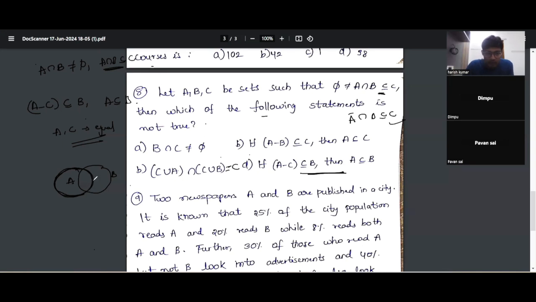In these conditions, is A becoming a subset of B? Of course not. All this part is outside B. Then how can we say that it is a subset of B? So this is not the true statement, and this will be the answer for this problem.